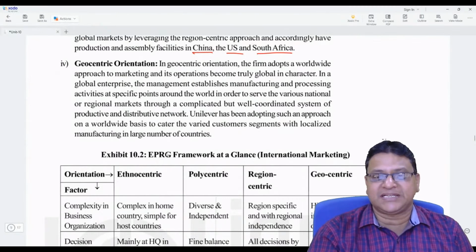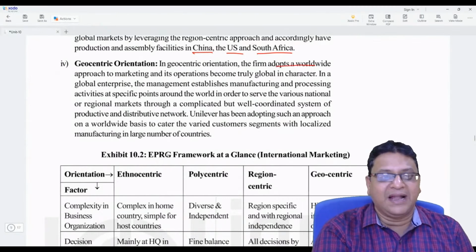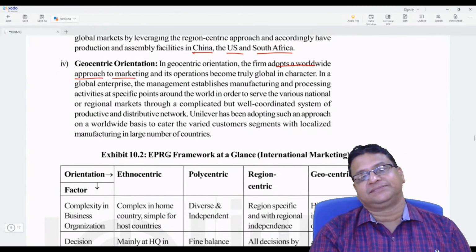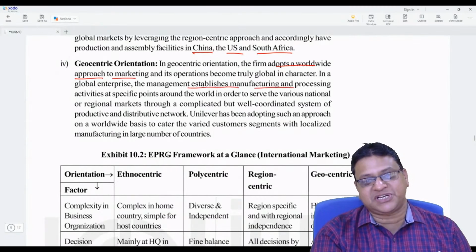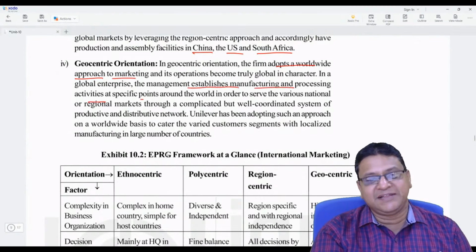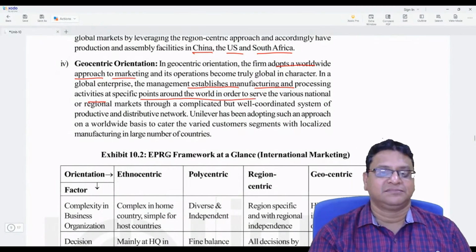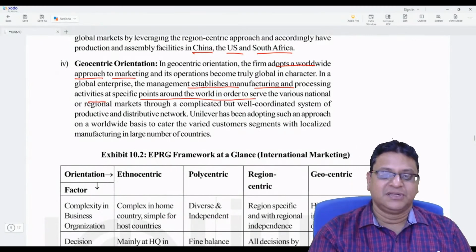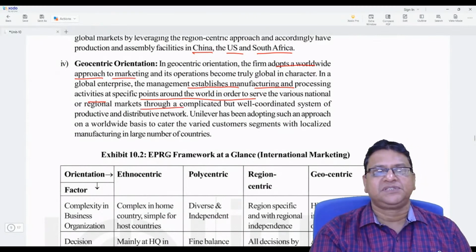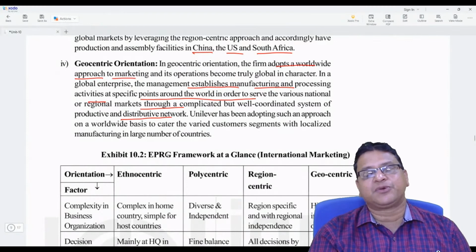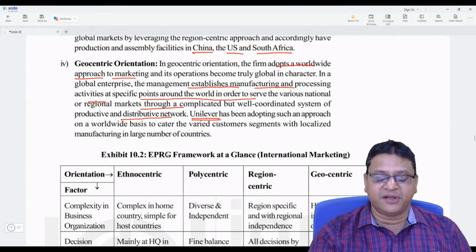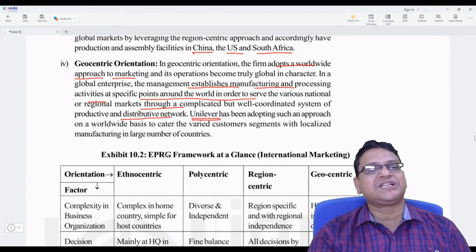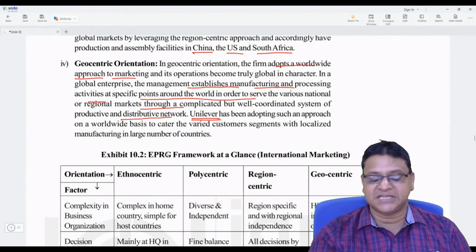In the geocentric orientation, a firm adopts a worldwide approach to marketing. The management establishes manufacturing and processing activity at different places in the world. They sell their product in different places in the world through their distributive network. Companies like Pepsi, Coca-Cola, Unilever, Microsoft, Dell, all these are following the geocentric approach for international business.